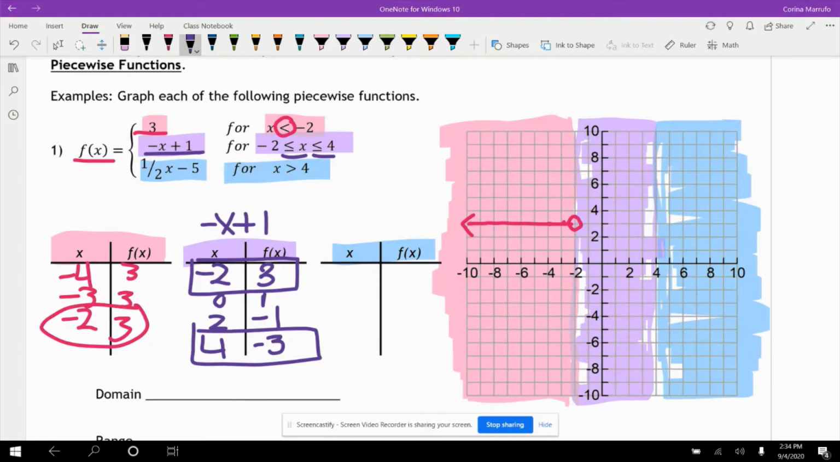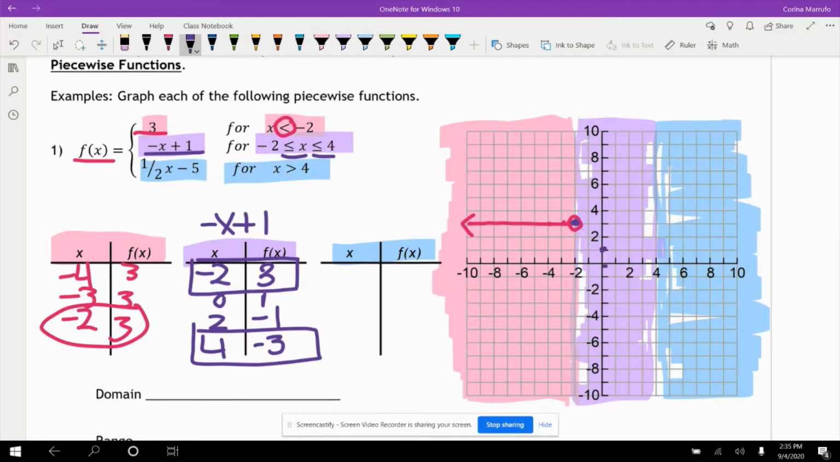Alrighty, so then from there, let's see, what can I do? We're going to start with negative 2, 3. So negative 2 and 3 is right here. What happens is we have an open circle here, but because of this other section of the graph, it gets filled in. Okay.